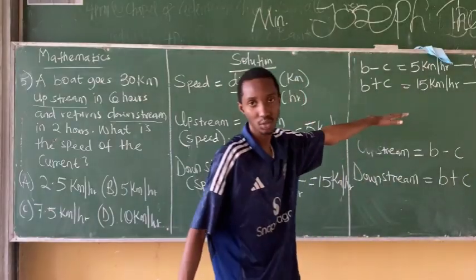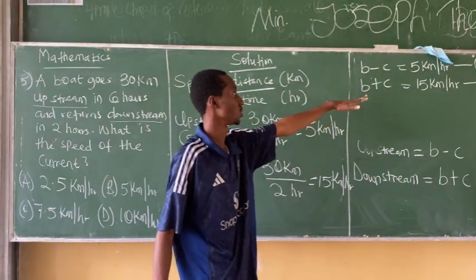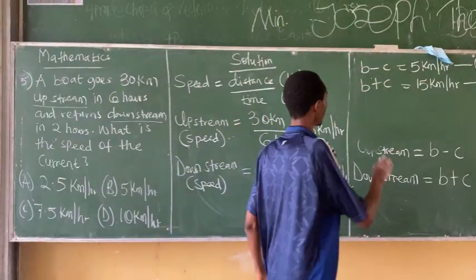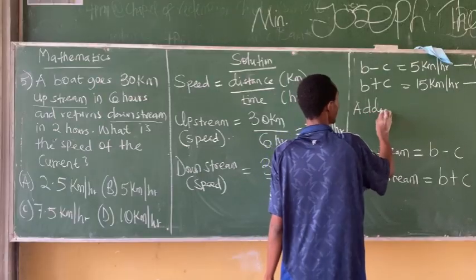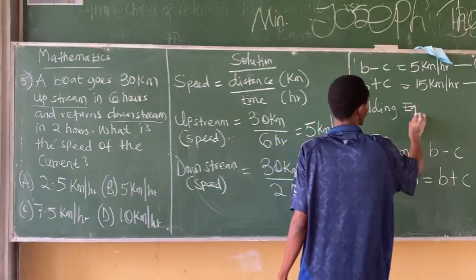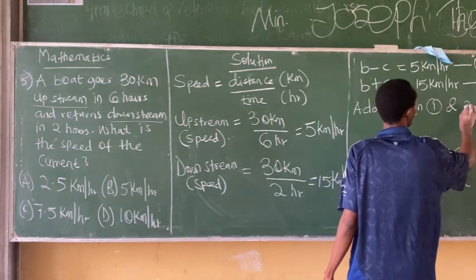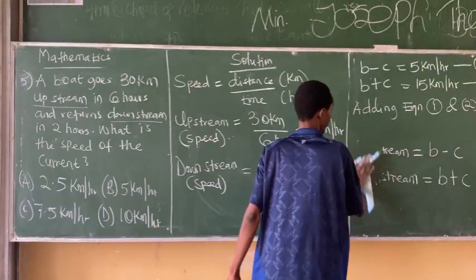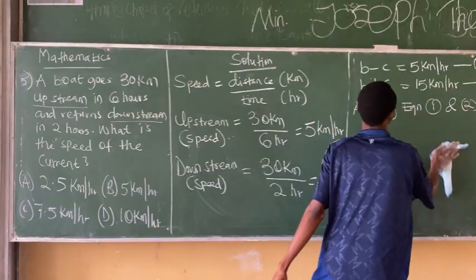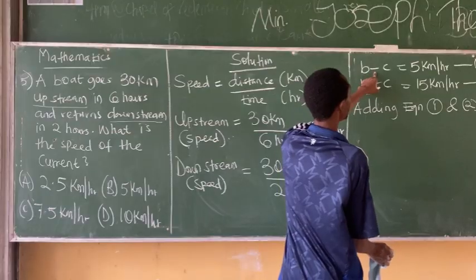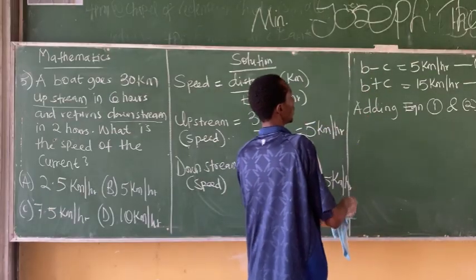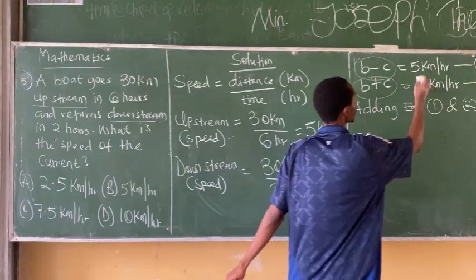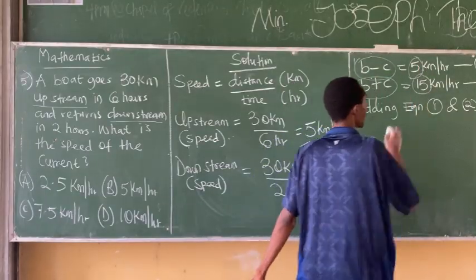Now we have two equations. Right, this is a simultaneous equation. So what we need to do here is add equation 1 and 2. Adding equation 1 and equation 2, we have B minus C plus B plus C, we add these two and then equate it, we add these two also. And that's what we're going to do here.